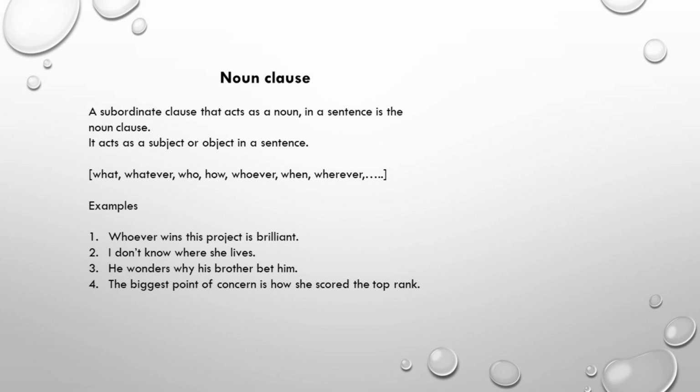The last example is, the biggest point of concern is how she scored the top rank. In the sentence, how she scored the top rank is the noun clause because it answers the question, the biggest point of concern is what. And the answer will obviously be how she scored the top rank. And in the sentence, this clause is the object. So that's it with noun clauses.